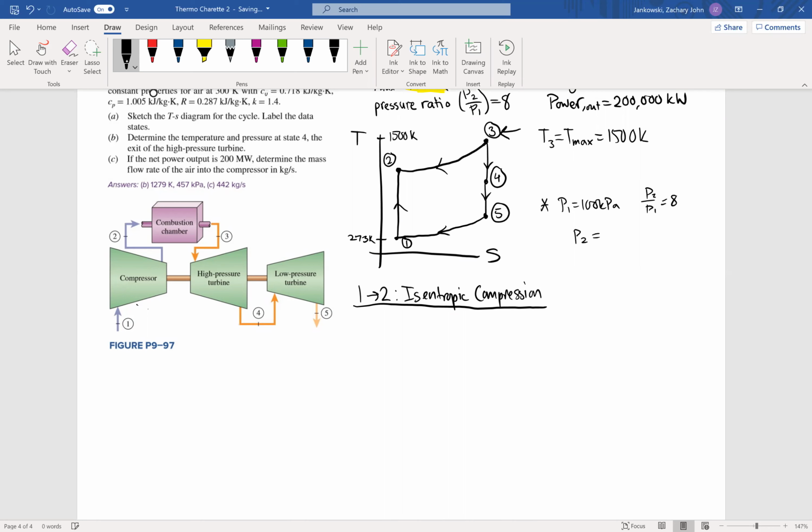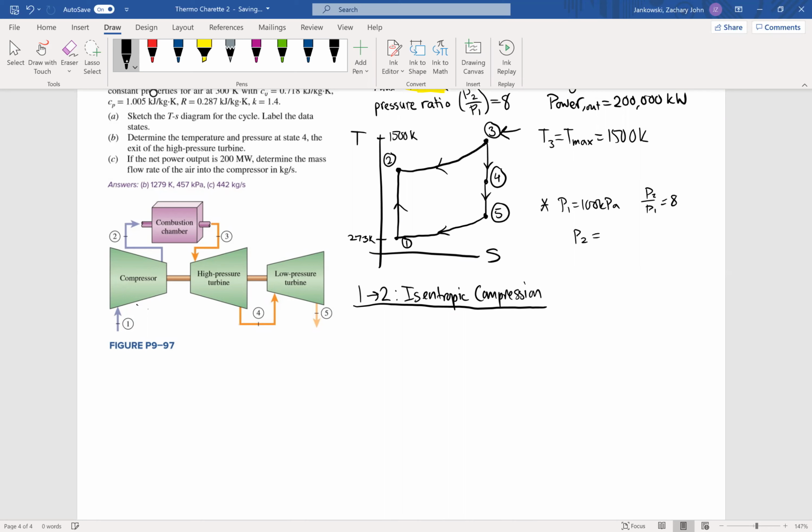Now, before we move on to assessing our next state, we're going to come back to our problem statement, and we're going to highlight a very important assumption. So we see the high pressure turbine develops just enough power to run our compressor. So on our little diagram here, we're going to write that our work in for our compressor is equal to our work out of our high pressure turbine.